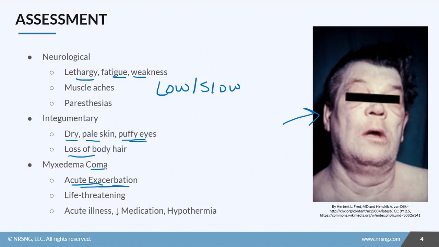So again, low and slow, think coma: they're not moving, they're not responding. It is a life-threatening condition. Their heart rate can dip extremely low. Their blood pressure can dip extremely low. So it's really, really important that we recognize this and address this as quickly as possible.